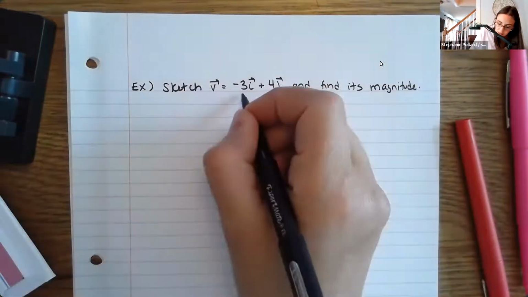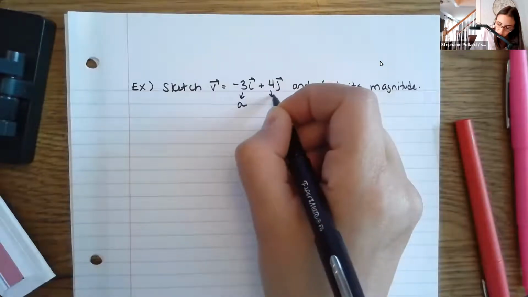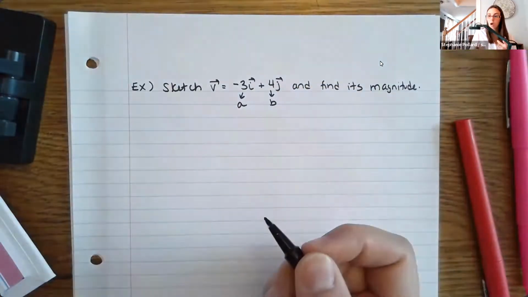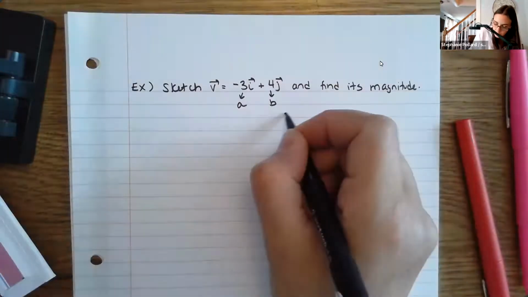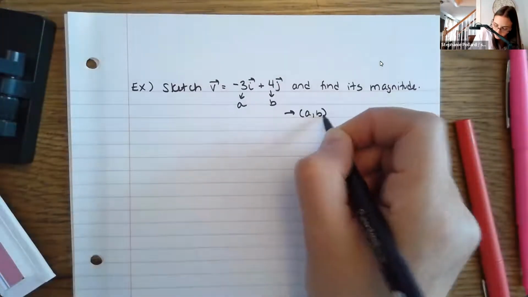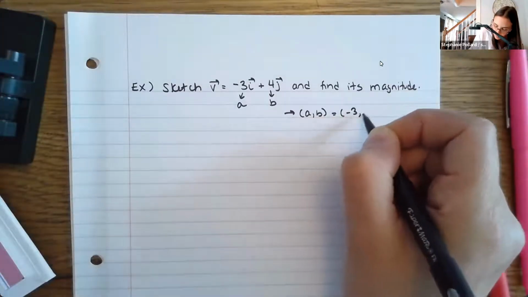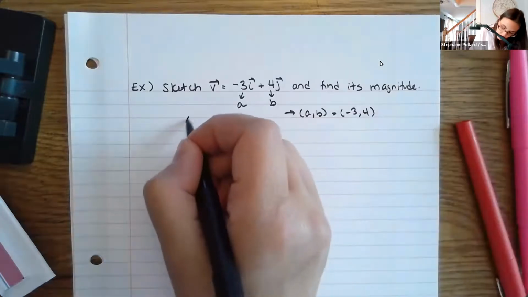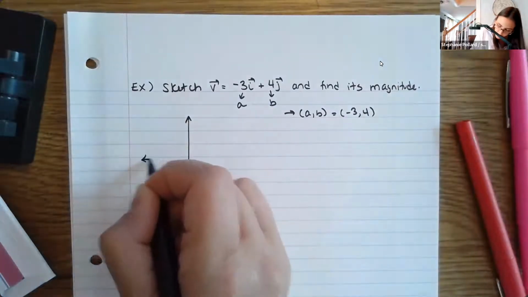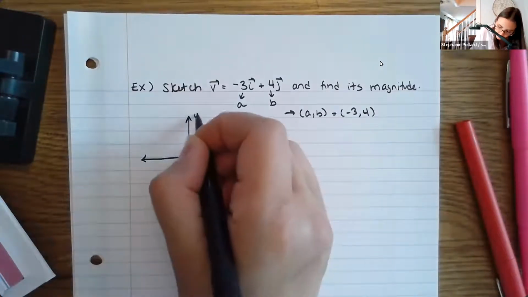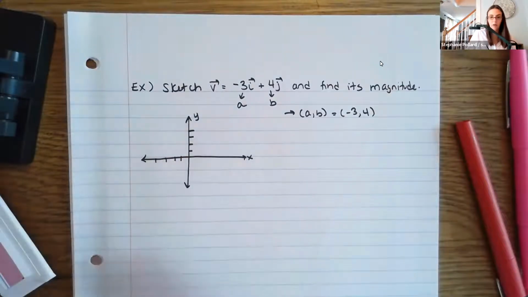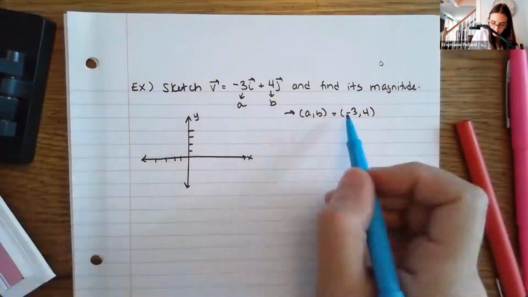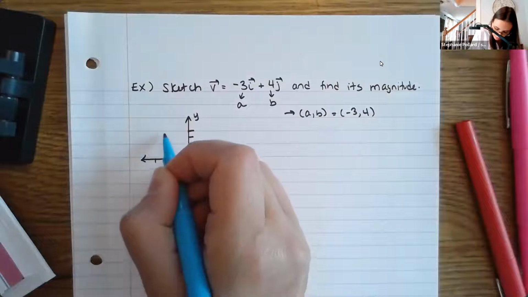So one thing you want to notice, this is your a and this is your b. a is the horizontal component and b is the vertical. So this actually relates to the point (a, b), which in this case is (-3, 4). So what we're going to do to draw this is we start with our plane. And again, I'm just going to do a rough drawing here. I'm going to plot that point (-3, 4), which is about right here.